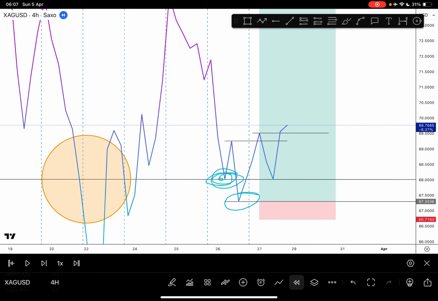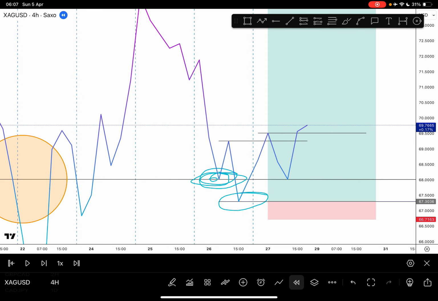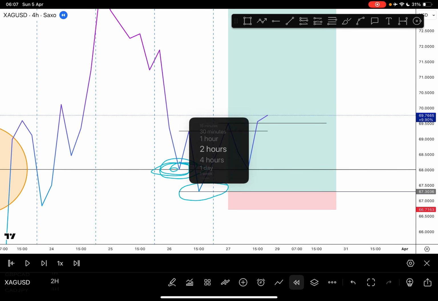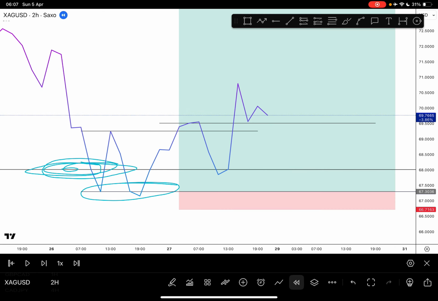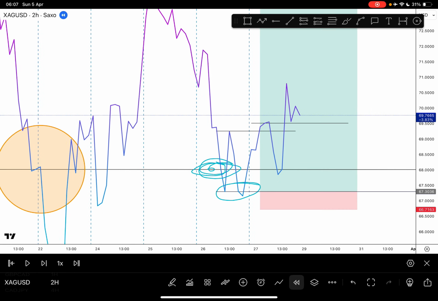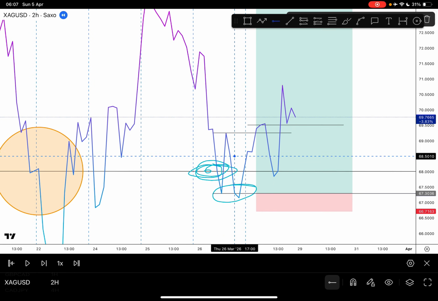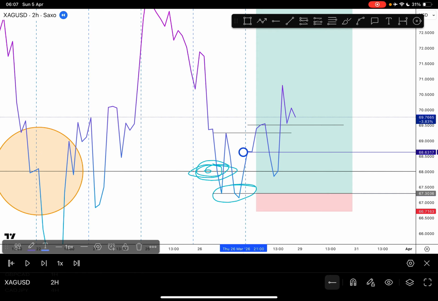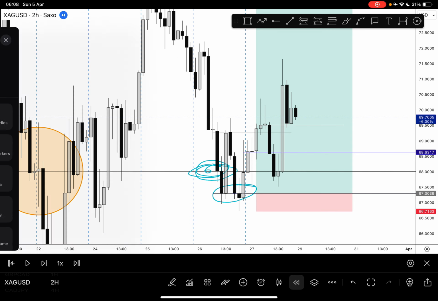Apex level. Apex is what? Origin entry. Origin entry is what? Apex or what? QM. Now, is there QM at this stuff here? No. Can we go to the 2 hours time frame? Now, the 2 hours time frame. Now, where's our QM? This is our QM right here.